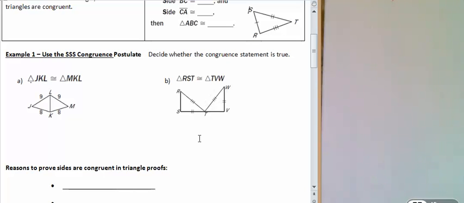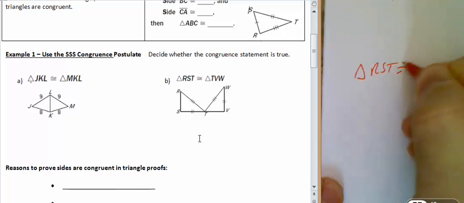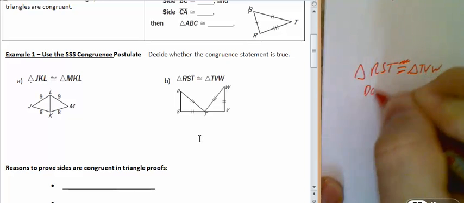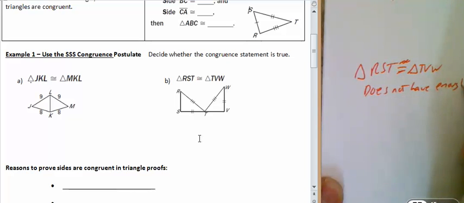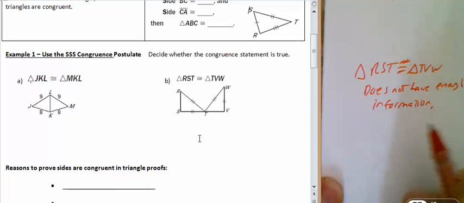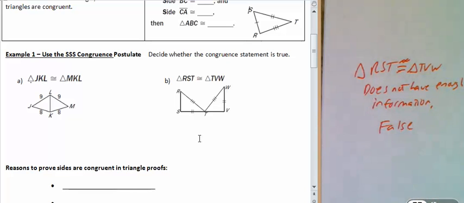So for 1B, we would say that triangle RST congruent to triangle TVW does not have enough information. Okay, so it says decide whether it's true. So right now I would have to say it's false, simply because I can't prove it. And that's how that works.